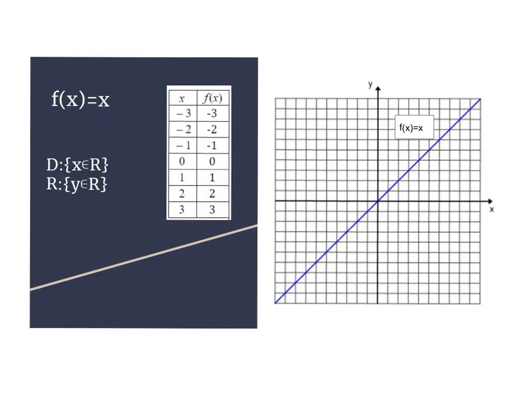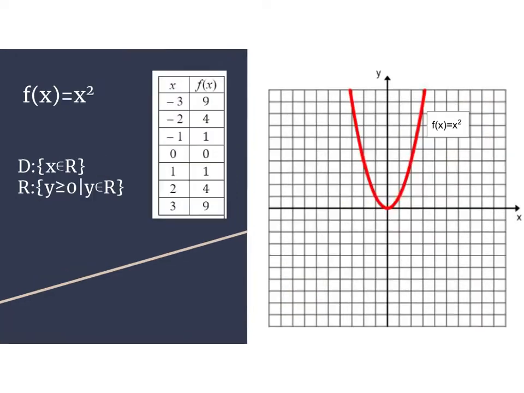Our first parent function is the line, and the parent function is the graph that normally in some way incorporates the origin. So the parent graph for a line, of course, going through the origin with slope of 1, is just the y equals x line. Or in this case, the function f of x is equal to x.